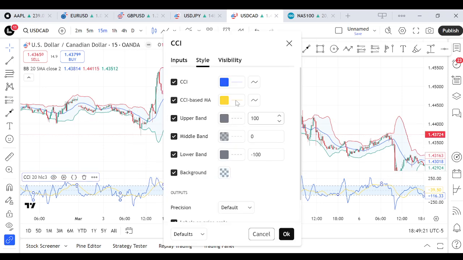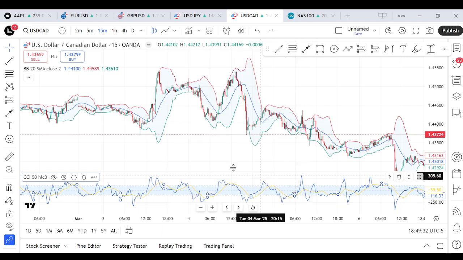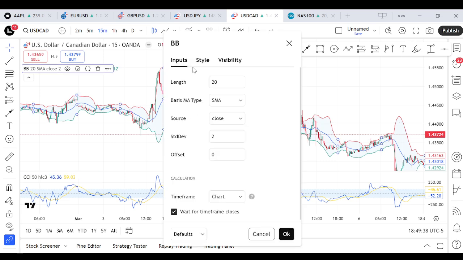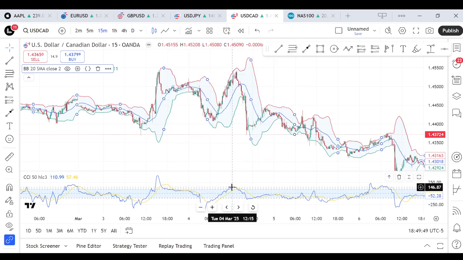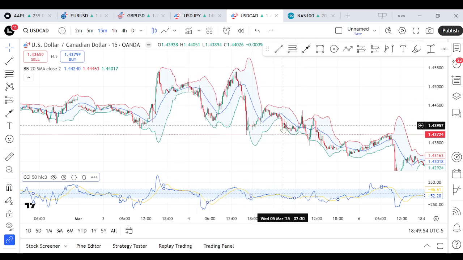Alright, I'll change this to the 50 period setting, and here we go. Also, I'll change this to, let me quickly look. Okay, the Bollinger Bands is in the 20 period setting and the standard deviation is 2, just like I said. And then for the CCI, your period should be 50. Now that you've adjusted that, if you want to filter trades further, you can add a 150 period simple moving average to identify the overall trade direction.